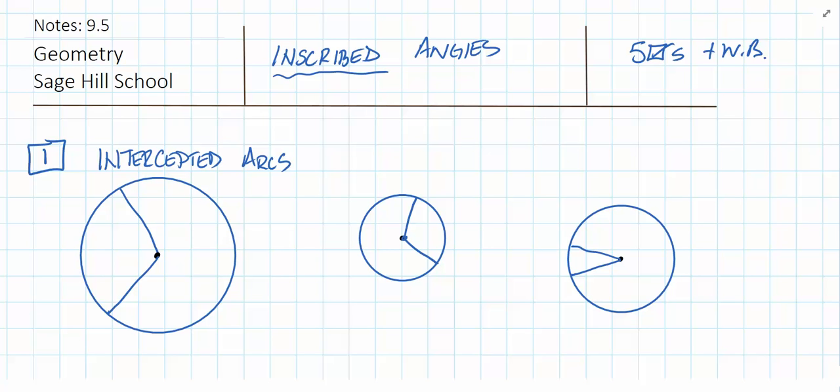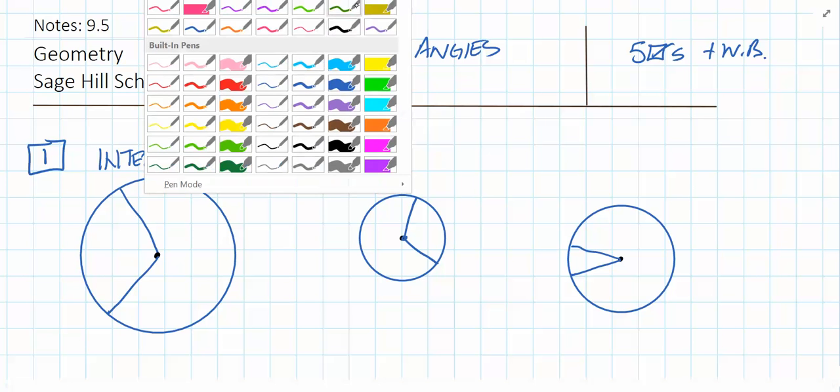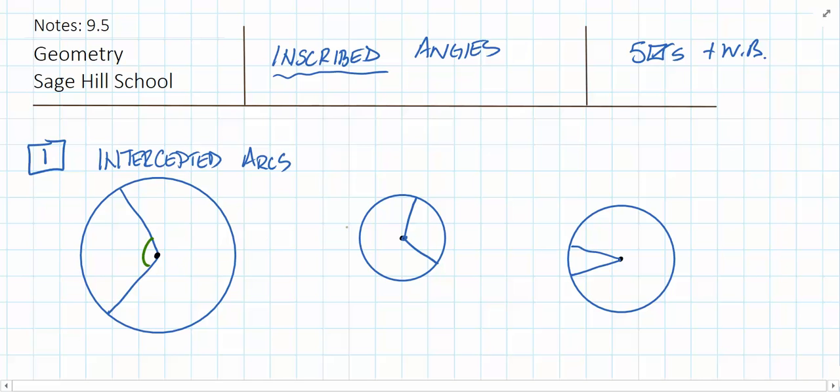When you have an angle that's inside a circle, like I have here in these 3 pictures, like that, or like that, or like that, the angle that is inside the circle ends up intercepting the arc. What I mean by that is, when we're talking about intercepting the arc, we're talking about there.